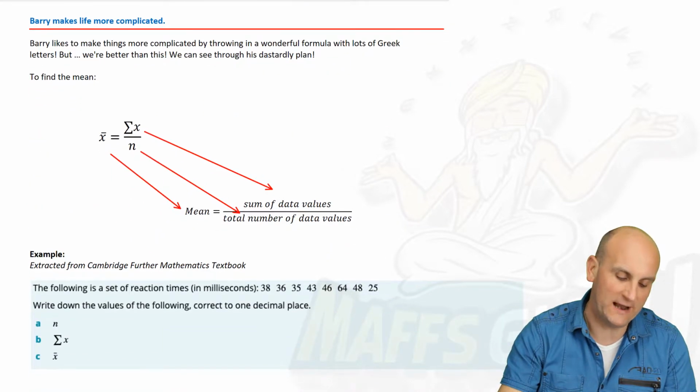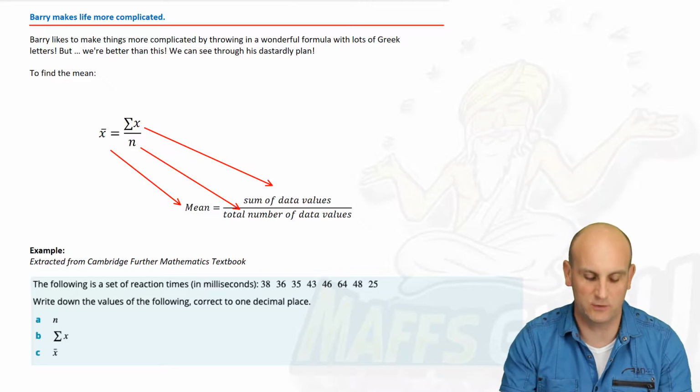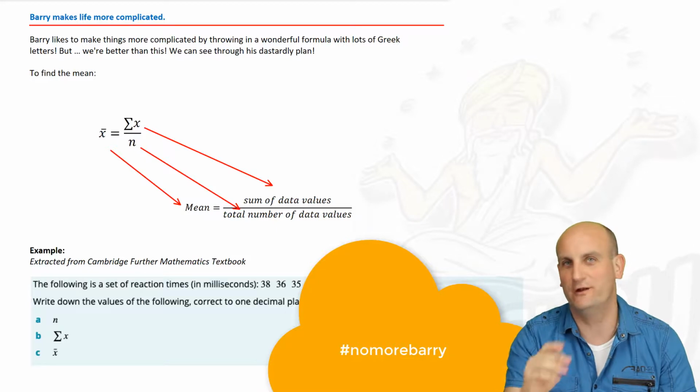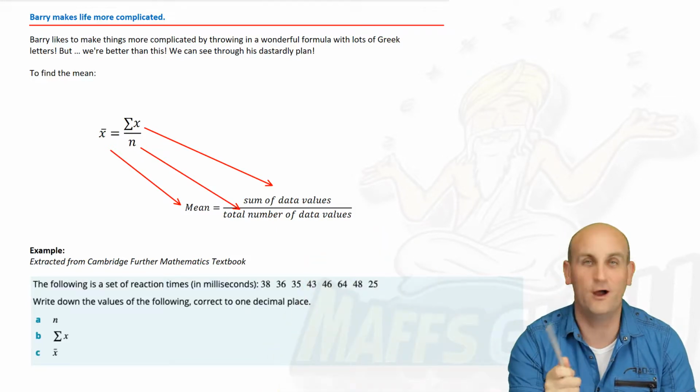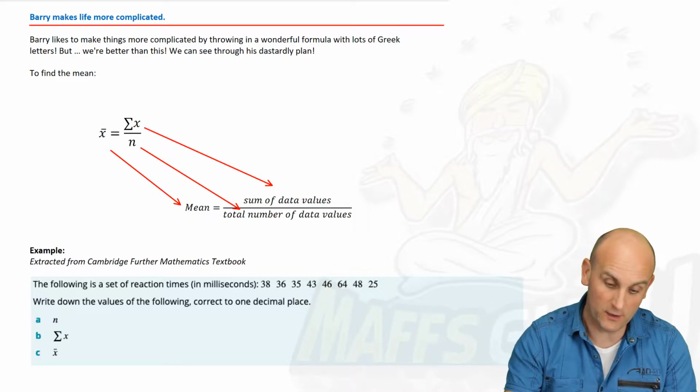Now, Barry, we love Barry because he's sitting in that office trying to make maths even more complicated. And he's done it again. He's gone, do you know what? I'm going to confuse everybody in the whole mathematics community because I'm going to come up with a formula for the mean that's going to throw everybody. And lo and behold, that's what he's done.